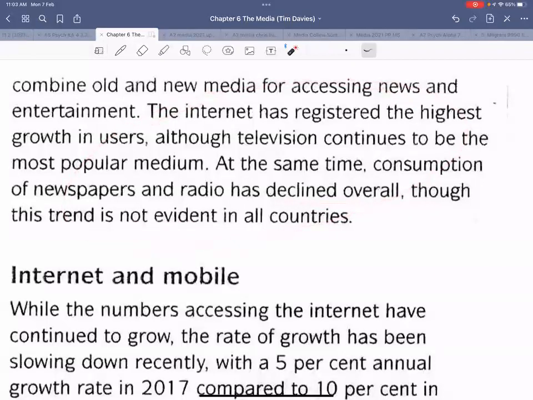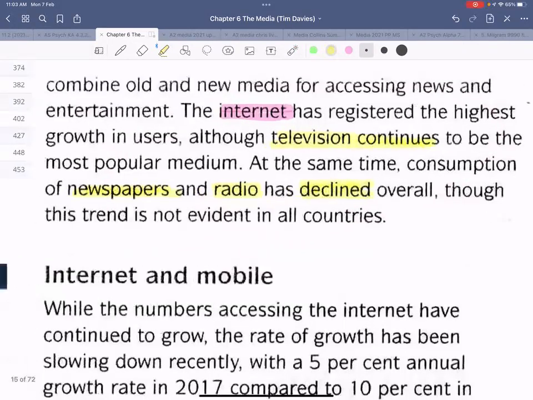सबसे ज्यादा रैपिड ग्रोथ जो हुई है, वो इंटरनेट यूजेज में हुई है, ठीक है। टेलीविजन आज उतना पॉपुलर नहीं रहा, लेकिन नोनेथलेस टेलीविजन स्टिल टुडे इज पॉपुलर। व्हेन यू टॉक अबाउट न्यूज़पेपर्स, व्हेन यू टॉक अबाउट रेडियो, दे हैव डिक्लाइन्ड सिग्निफिकेंटली। क्लियर?